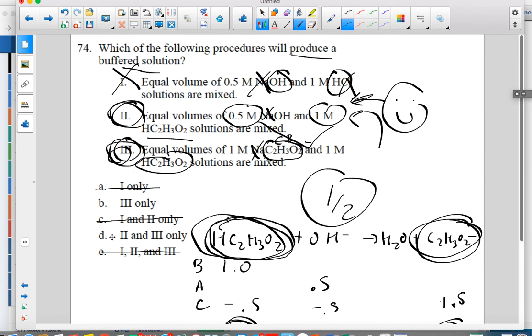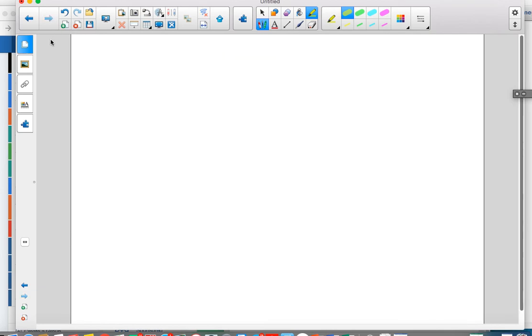So then basically D is my correct answer. They're both buffer solutions. The key giveaway is, look, half the molarity of the strong versus the weak means you're going to be halfway to equivalence, means you get a perfect buffer halfway to equivalence. And I believe that's the end of it.